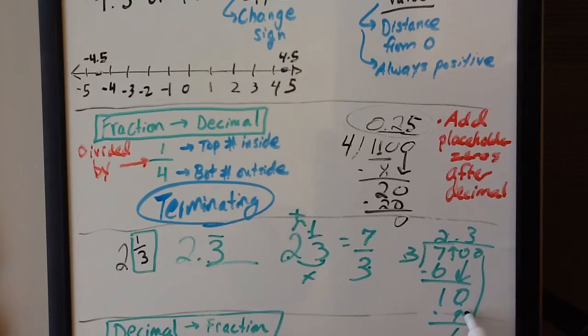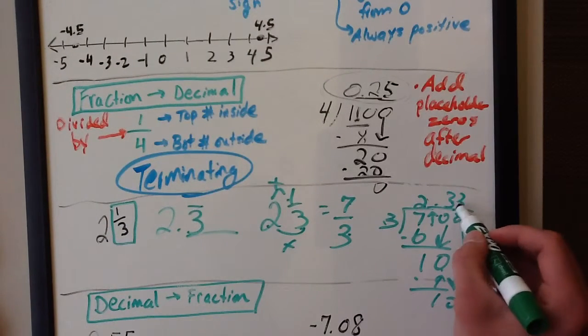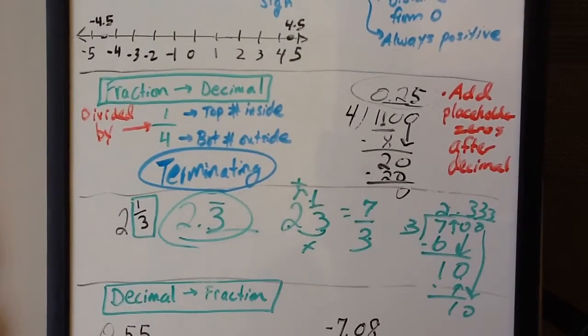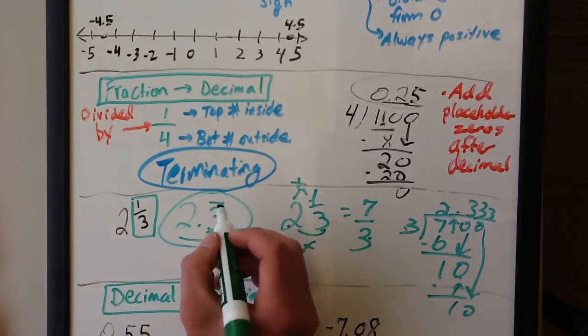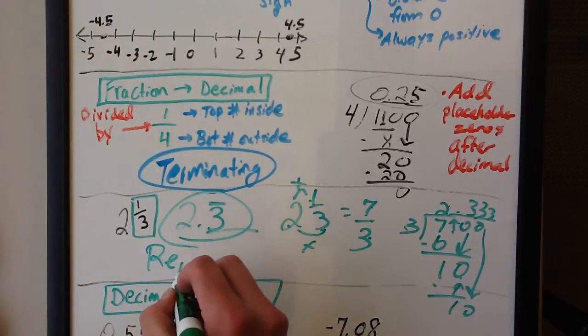Subtract to get 1, bring down your next digit, and you will see that you will continue to get 3s over and over and over again. So again, this will be 2.3 repeating, with the repeating bar only over the digit 3, since that is the only digit that repeats.